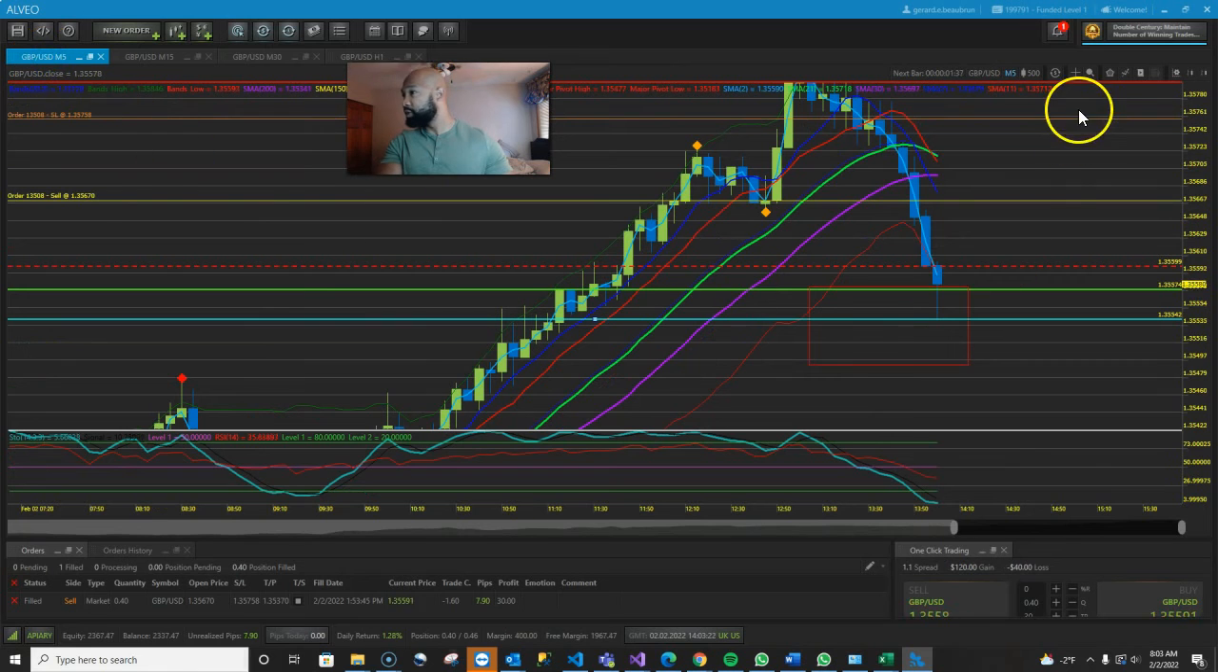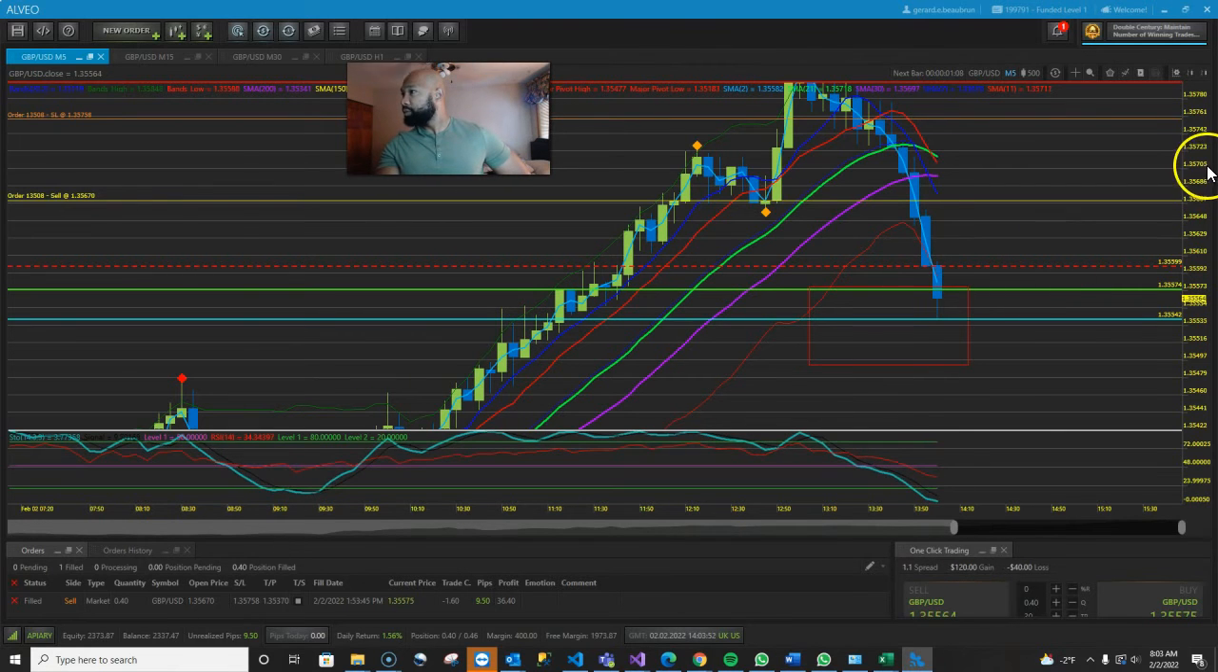Going back to the 5-minute chart. So it did reach 10 points. If it reverses past this line, I'll exit and take whatever I have. But if it continues, great trade.